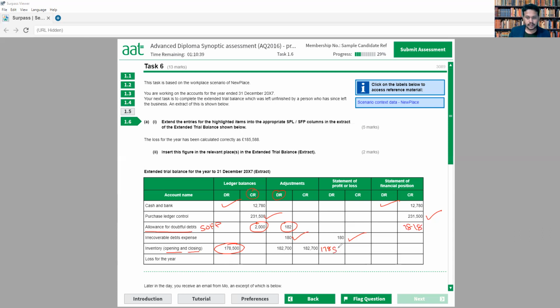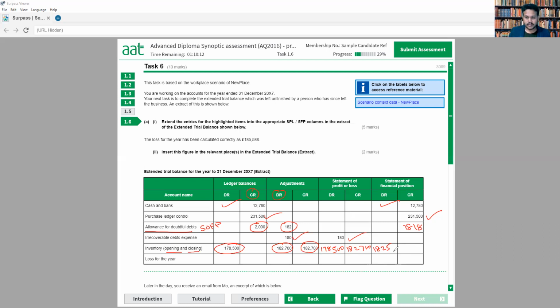And the closing inventory, you have two entries. One will go to the profit and loss account on the credit side, so that will be 182,700. And the other one will be the asset on the statement of financial position on the debit side, 182,700. Actually it is 700, isn't it? Not 500.